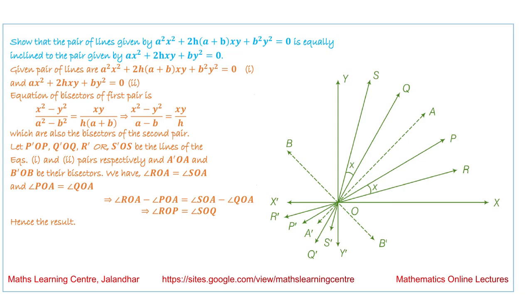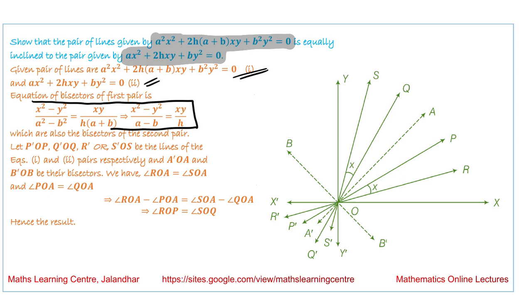Next question, we have to show that the pair of lines given by these two equations are equally inclined to each other. This is one pair of lines and this is another pair of lines. So this is a similar kind of question. We are writing the two equations given to us, and if we write the equation of the bisector corresponding to both these lines, we will obtain that they have the same angle bisector.